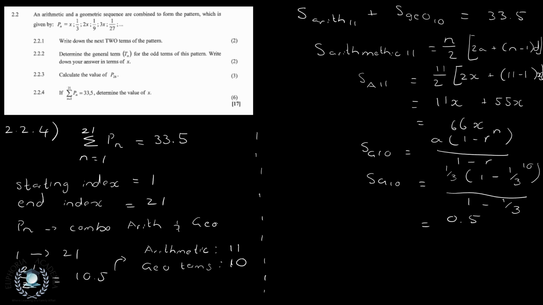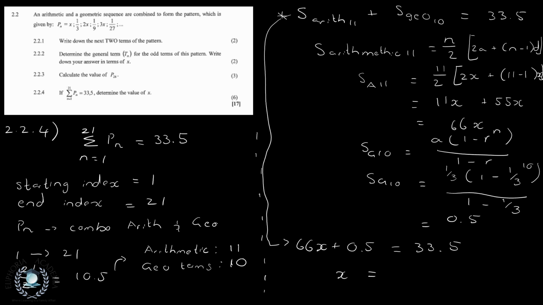Now we're just going to substitute what we have here in our results to this term here. All right, so we're just going to substitute that into that. So we're going to see that 66x plus 0.5 is going to give us a result of 33.5. Now, after doing some maths, we find that x is equal to half.